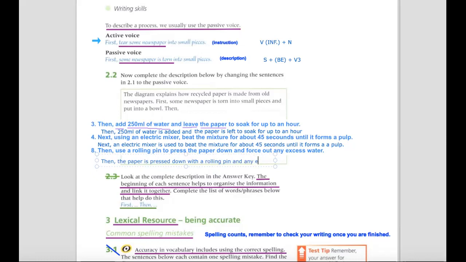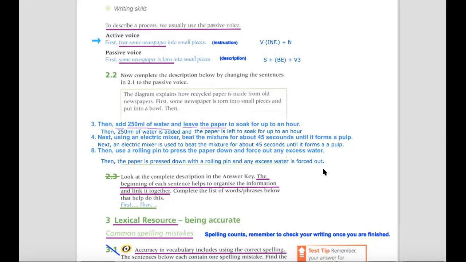any excess water is forced out. So here we can use the passive again. Okay, so this is one way to write it. If you wrote it differently, starting with the rolling pin, that would be fine as well. Okay, so then a rolling pin is used to press the paper down and force out any excess water.